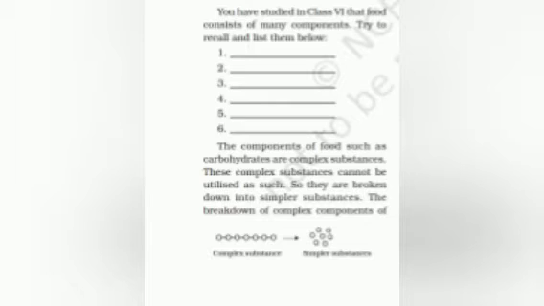The components of the food such as carbohydrates are complex substances. These complex substances cannot be utilized as such. जो हम फूड खा रहे हैं उसके अंदर कार्बोहाइड्रेट है वो ऐसे यूटिलाइज नहीं होगा बॉडी में. सो दे हैव टू ब्रोकन डाउन इनटू सिंपल सब्सटेंसेस. The breakdown of complex components of carbohydrate to the simpler ones, we call this process digestion. Digestion मतलब क्या? कॉम्प्लेक्स फूड को सिंपल फूड सब्सटेंस में कन्वर्ट करना, दैट इज डाइजेशन. आवर बॉडी डिड द डाइजेशन means whatever complex food we are having, our body is converting into the simpler form.